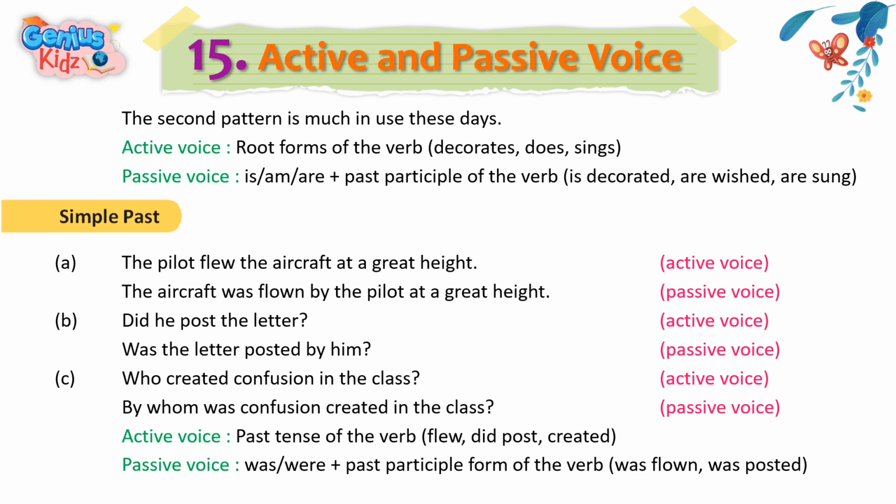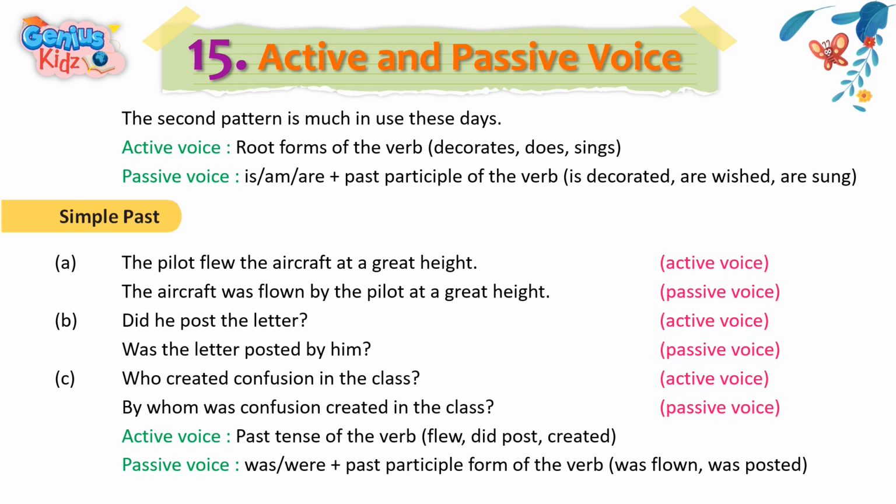Simple past. A. The pilot flew the aircraft at a great height. Active voice. The aircraft was flown by the pilot at a great height. Passive voice. B. Did he post the letter? Active voice. Was the letter posted by him? Passive voice. C. Who created confusion in the class? Active voice. By whom was confusion created in the class? Passive voice.